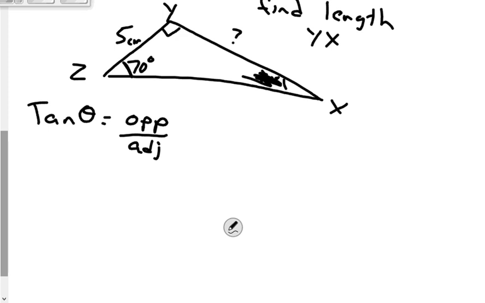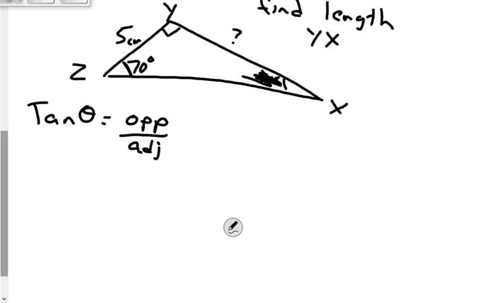This is the trickiest part when doing trigonometry. You have to pick one angle and make that your reference point. I've made 70 degrees my angle, so the sides that I'm looking at are based off 70 degrees. The 5 we know is adjacent. And the side that we're looking for over here, side YX, that's going to be my opposite. Good.